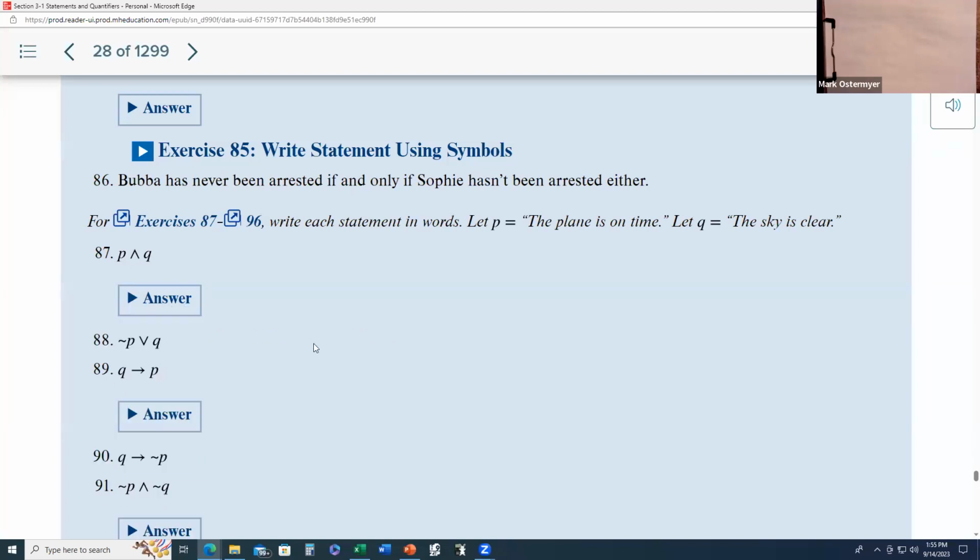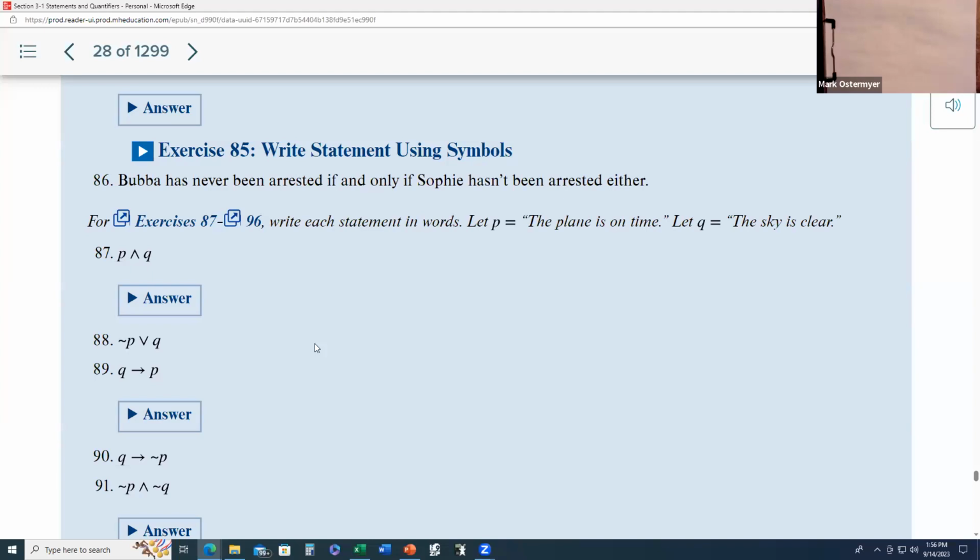All right, how about 88? How would you convert the symbols into words for that statement? The plane is not on time. Or the sky is clear. Yeah, the plane is not on time or the sky is clear.